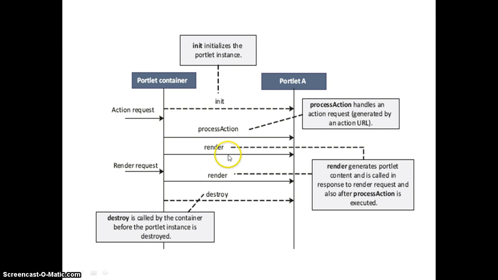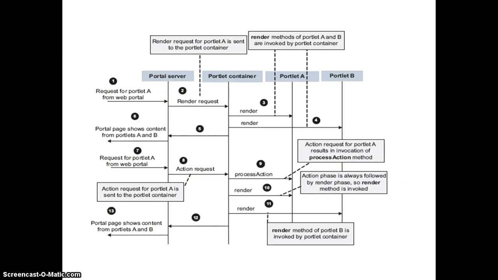After this, the render method is called. It renders and generates the portlet content, and that response is pulled up in the form of a JSP or some other content that you want to process. Then the destroy method is called by the container before the portlet instance is destroyed. Basically that means whenever you are removing this portlet's war file from the webapps folder. So this is the complete flow of our portlet, how it works.